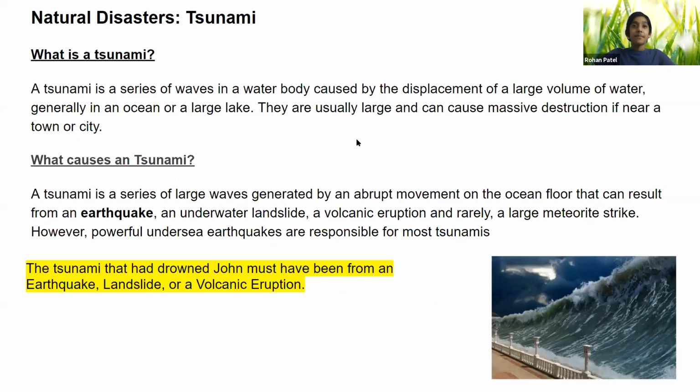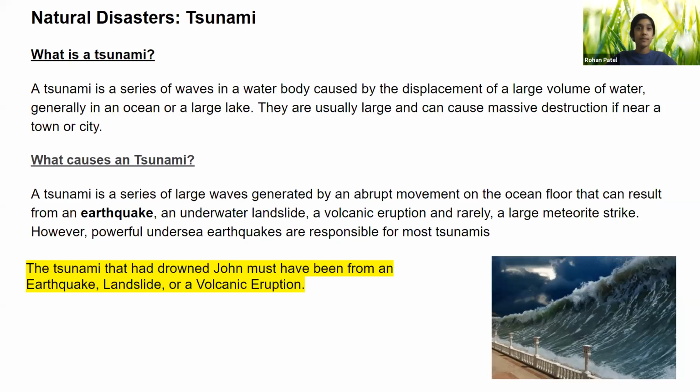What is a tsunami? A tsunami is a series of waves in a water body caused by the displacement of a large volume of water, generally in an ocean or a large lake. They are usually large and can cause massive destruction if near a town or city.